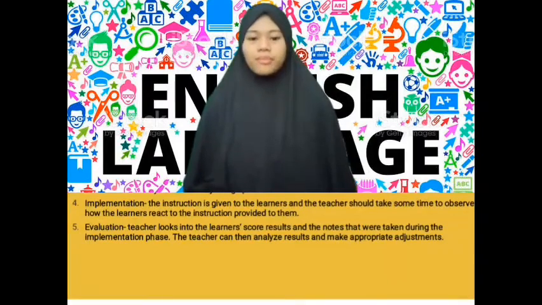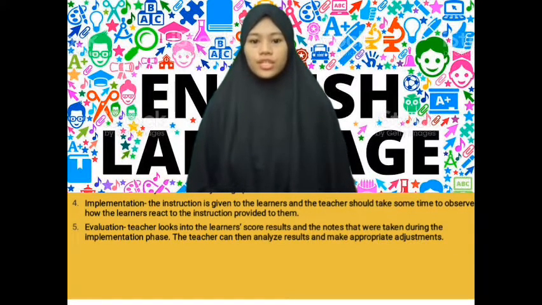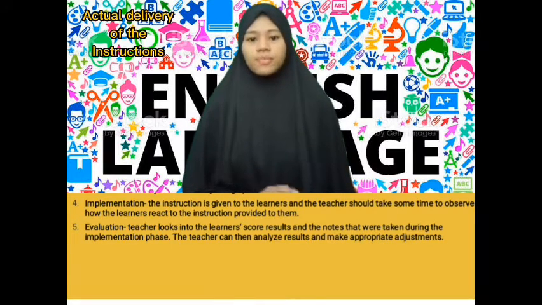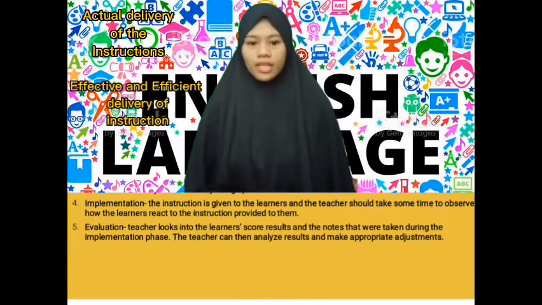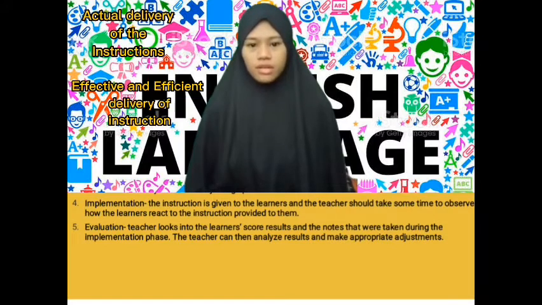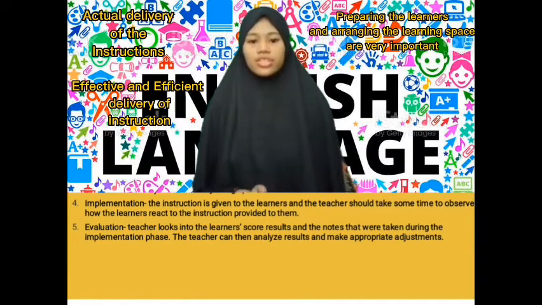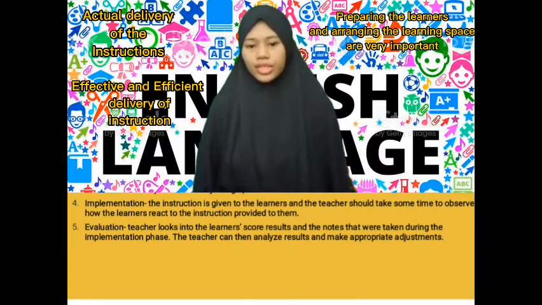The implementation phase refers to the actual delivery of the instruction, whether it's classroom-based or computer-based instruction. The purpose of this implementation is the effective and efficient delivery of instruction. Also in this phase, preparing the learners and arranging the learning space are very important.